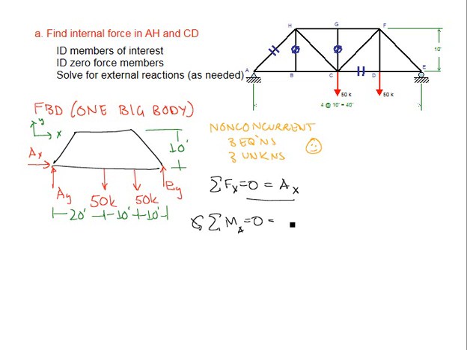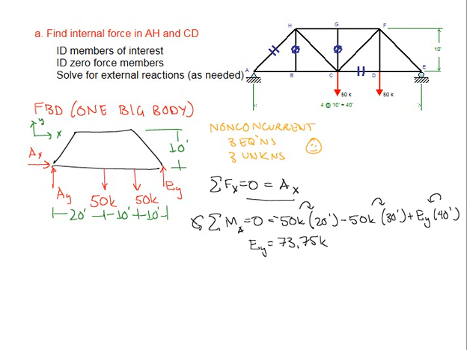First force that we come across is the 50 kip force at a distance of 20 feet. It would tend to rotate clockwise, so that is a negative value. Next we come across this 50 kip load at a distance of 30 feet, also tending to rotate it clockwise, being negative. Finally we come across EY at a distance of 40 feet, tending to rotate counterclockwise, or a positive value. Solving this equation, we find that EY is equal to 73.75 kips.